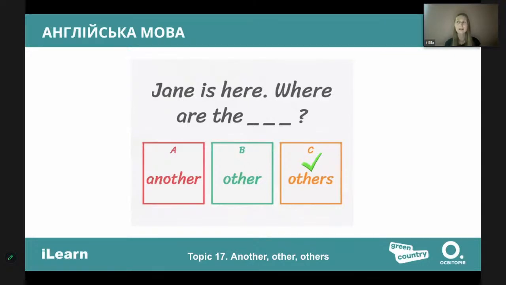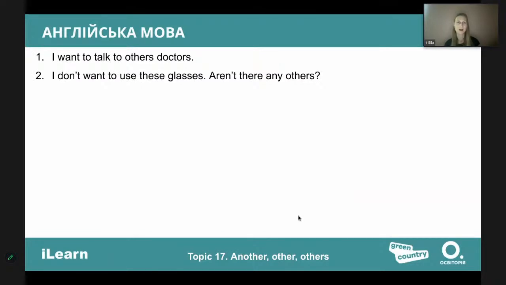So sometimes if we don't want to add the noun, like where are the other people or guests, we just add S ending to our word and it works. Let's have a look here. I want to talk to others doctors. Does it look right to you? What do you think? No, it's not correct. To other doctors or just to others. We cannot use a noun after others with S.